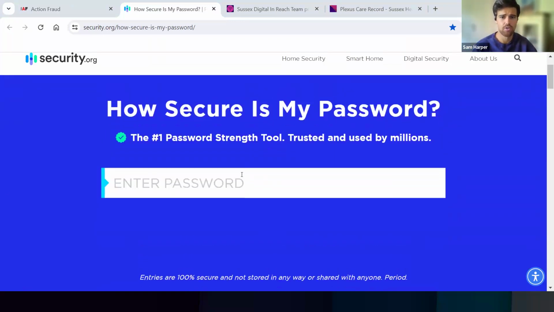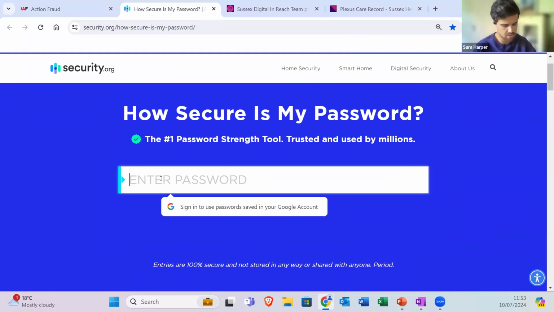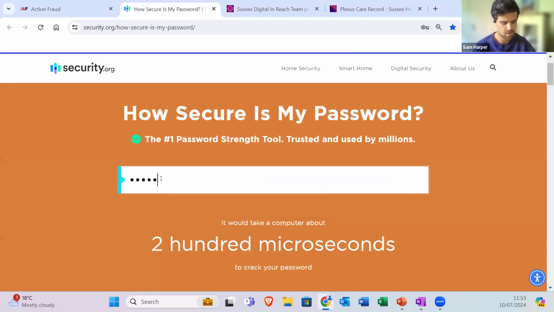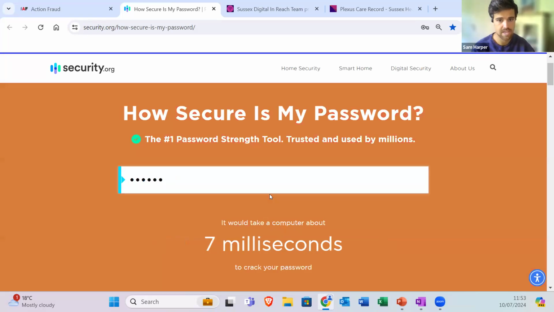A good practice that we can do here is it just shows you how long it would take a computer system to hack your password. So let's use a very common password in here. I'm just going to use the word password, all lowercase. It was actually the most commonly used password last year. That password can be cracked instantly. Okay, fine. Let's just do a pet name. So I'm going to put my pet's name in here. I won't say what it is for security purposes, but let's just put that in there. 7 milliseconds, so not even a second, that password is being hacked.